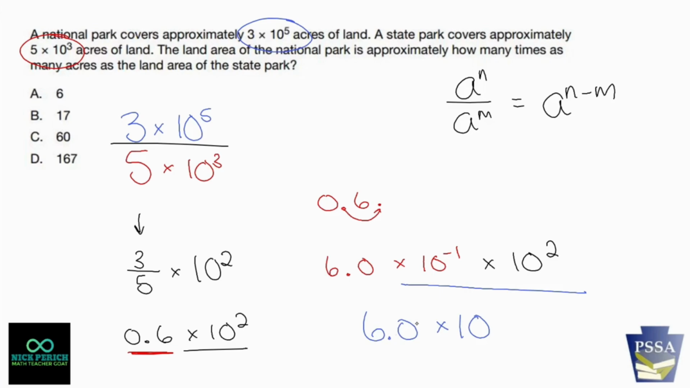Now, I did all this knowing very well I don't care whether my answer is in scientific notation or not. They just want the regular number. So 6 times 10 is 60. The answer is C. I just went a little bit above and beyond because why not? I wanted you guys to see what scientific notation looks like.